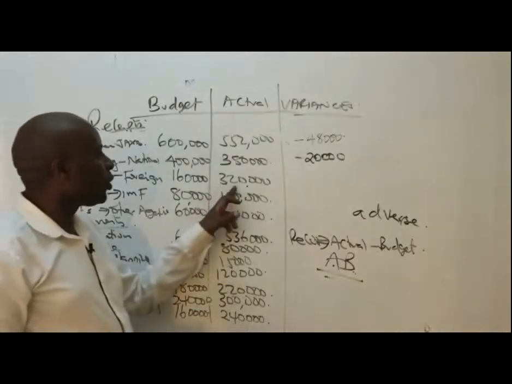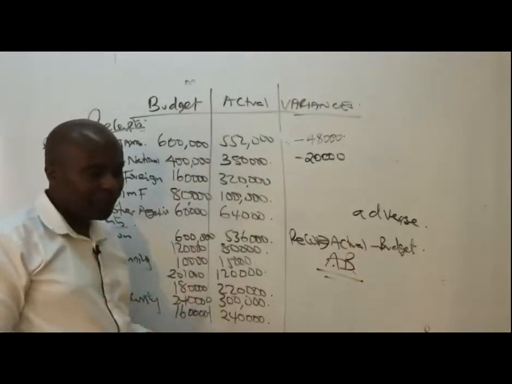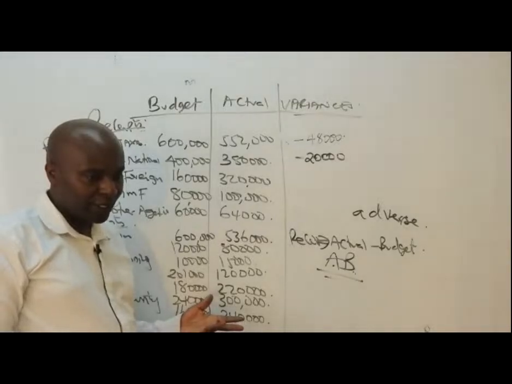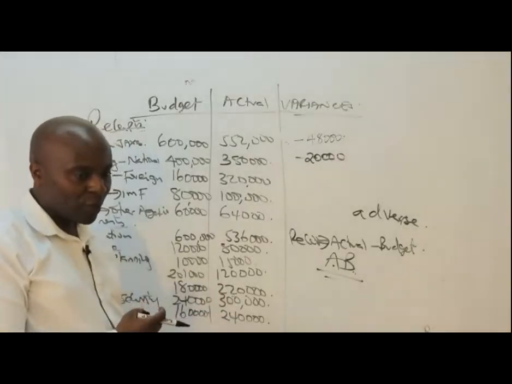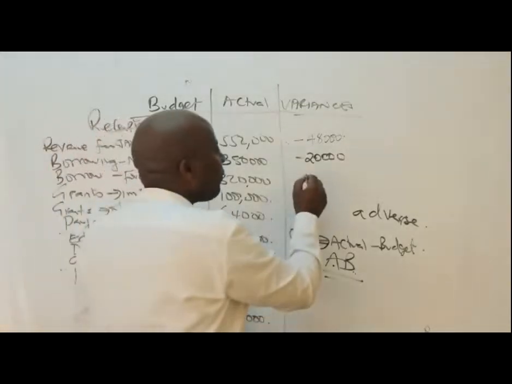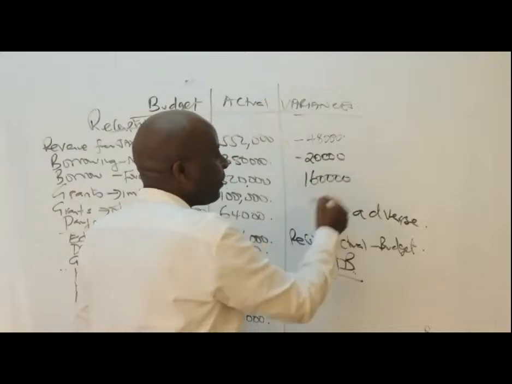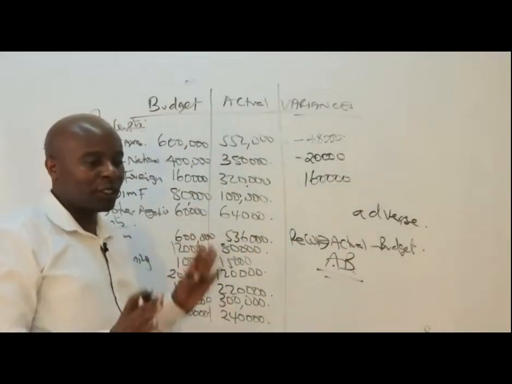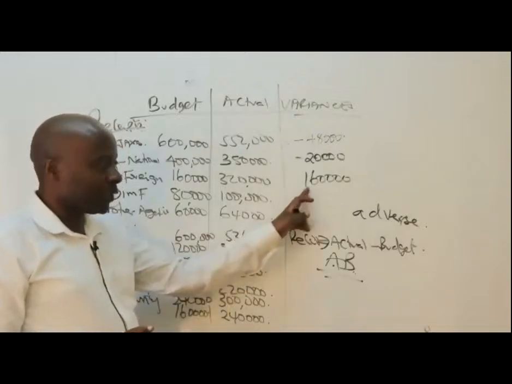How about the next one? 320 minus 160? It's positive, isn't it? 160,000. So you don't write favorable. Here they don't want you to write like that, like management accounting. Here favorable should be left as positive. Like now this is positive.